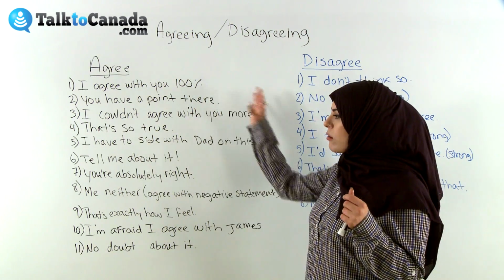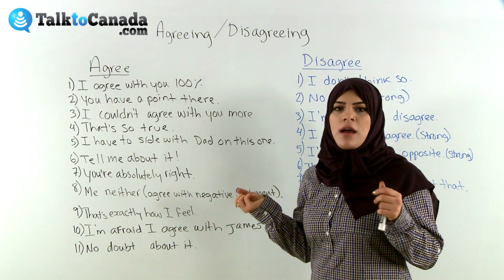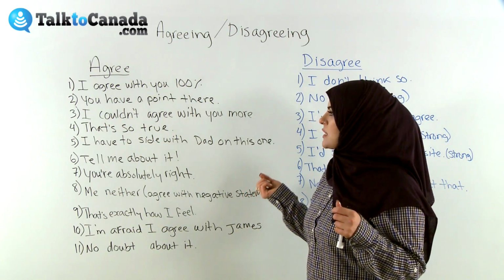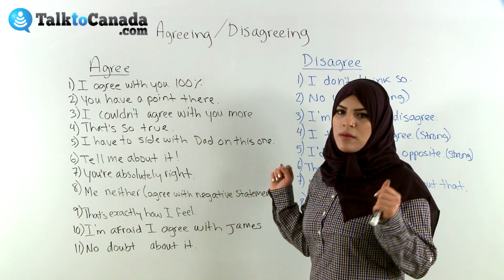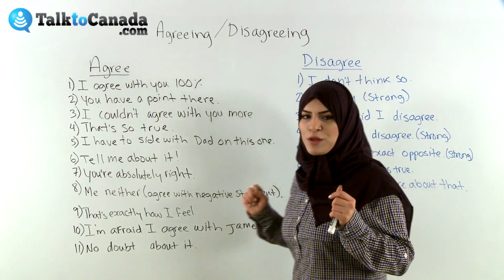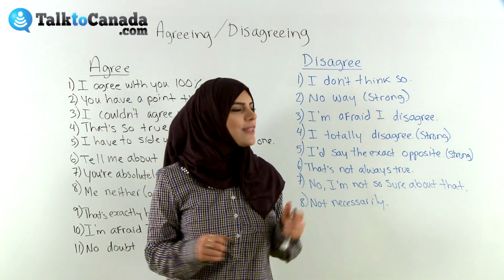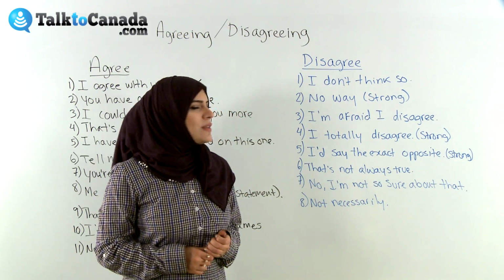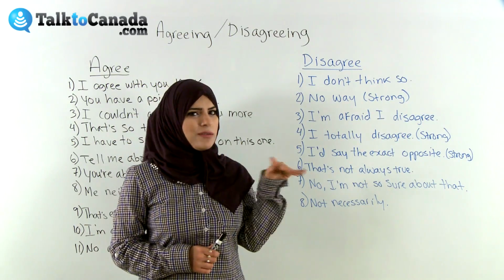So these are all some ways that you can agree with people. Some of them are informal and some of them are formal ways. Some of them you'd use with your friends and others you'd use at work. So these are some ways to disagree with someone.